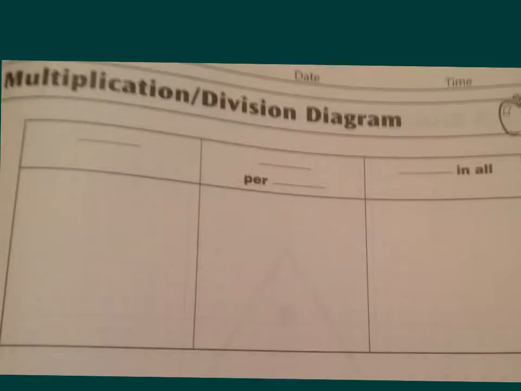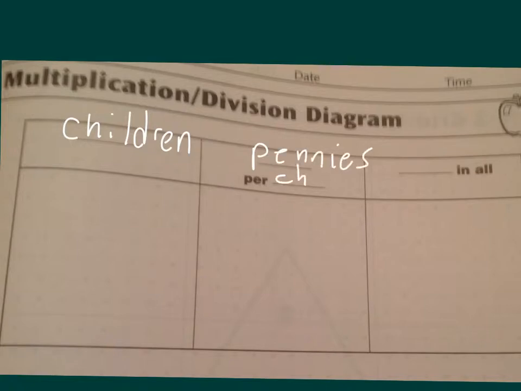Boys and girls, another way to show your understanding would be to use this multiplication/division diagram that we've used in the past. So in the first box here you would put children. In the middle you would say pennies per child. And our box on the right would say pennies in all.